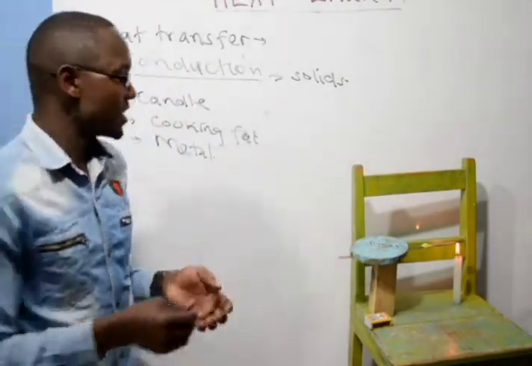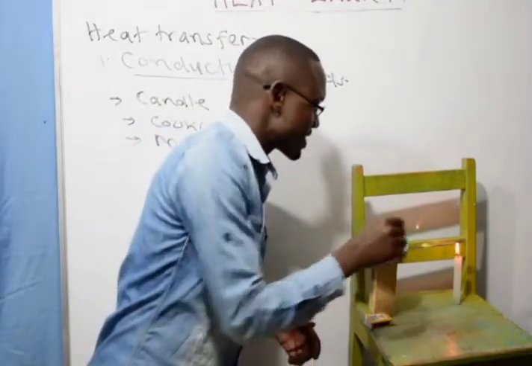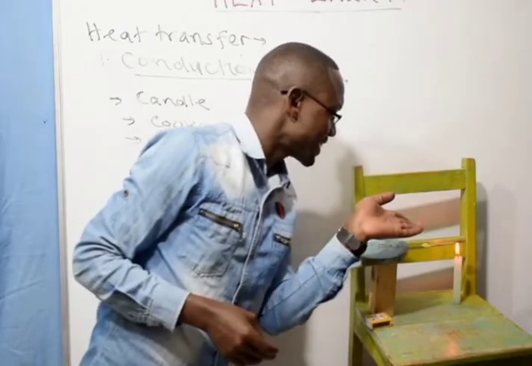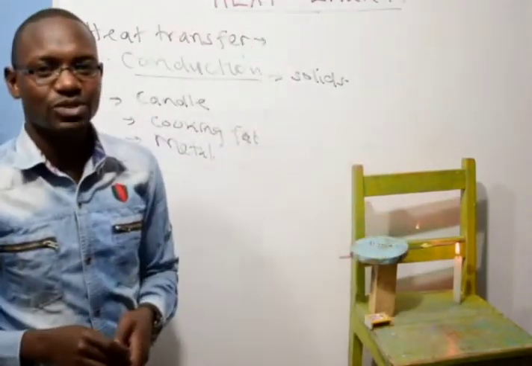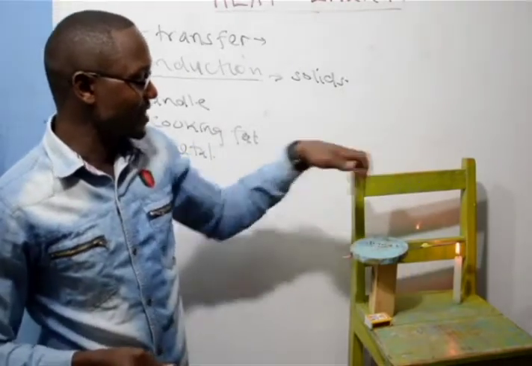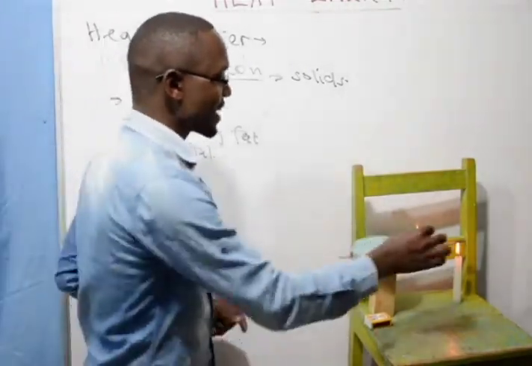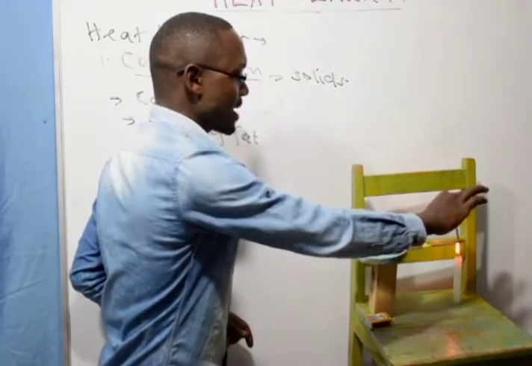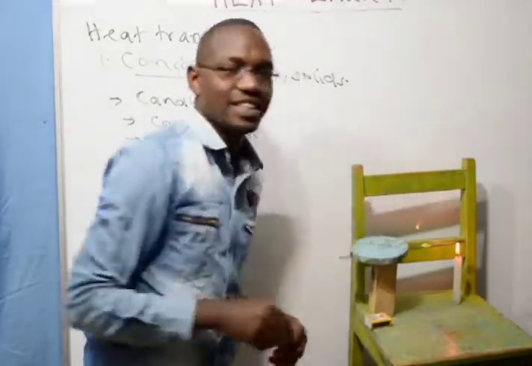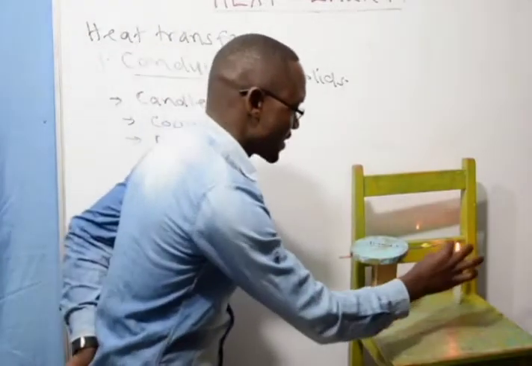After some time, this cooking fat will start to melt. It will start to melt, and it is already melting. It has already started melting. So this will show that this metal, this solid, is transferring heat from this point, from the hot part, this way, to where we have the cooking fat. It is already melting. You can see it is already melting from this point.